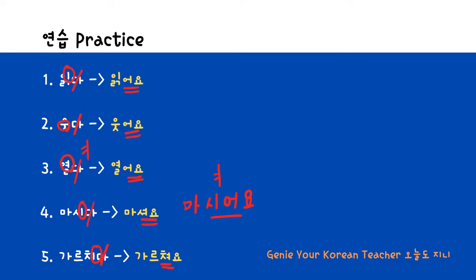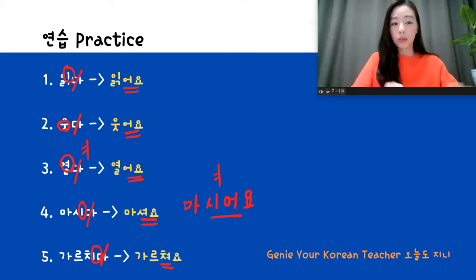Okay, this one, let's repeat after me. Number 1, 읽어요. Number 2, 웃어요. Number 3, 열어요. Number 4, 마셔요. Number 5, 가르쳐요.